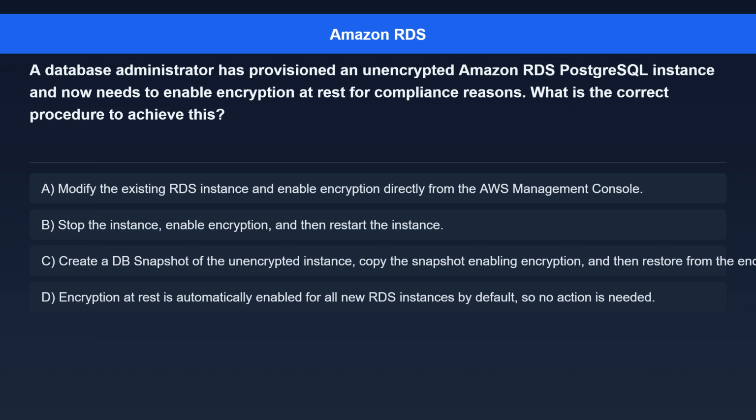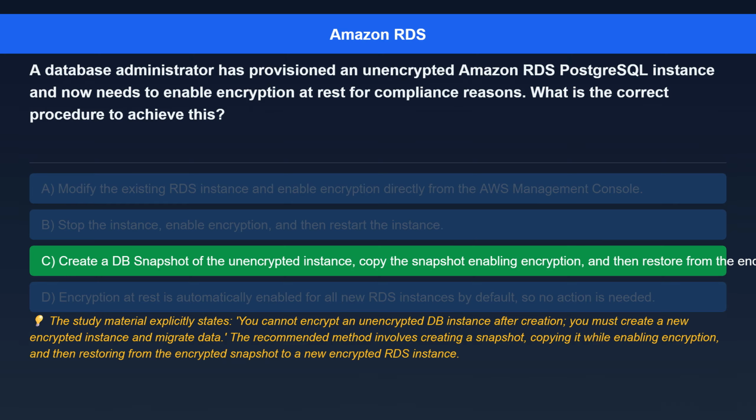Option A. Modify the existing RDS instance and enable encryption directly from the AWS Management Console. Option B. Stop the instance, enable encryption, and then restart the instance. Option C. Create a DB snapshot of the unencrypted instance, copy the snapshot enabling encryption, and then restore from the encrypted snapshot to a new RDS instance. Option D. Encryption at rest is automatically enabled for all new RDS instances by default, so no action is needed.